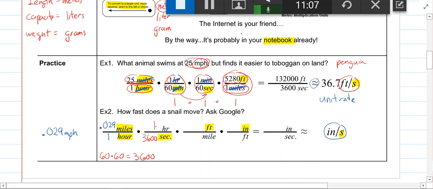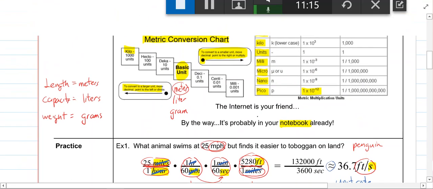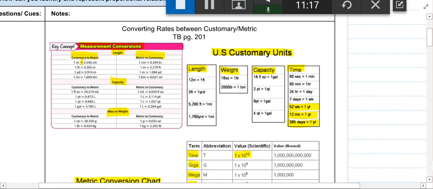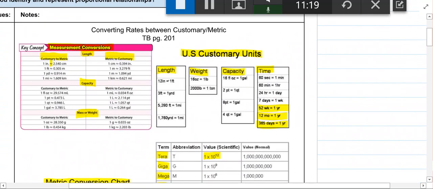We're going to go miles to feet. So in 1 mile, there are 5,280 feet. Now where do I get that from? Remember, I go right up to the top, and I look right over here to length, and I look down here, and I find it. So go always back to these charts and look for what you need.